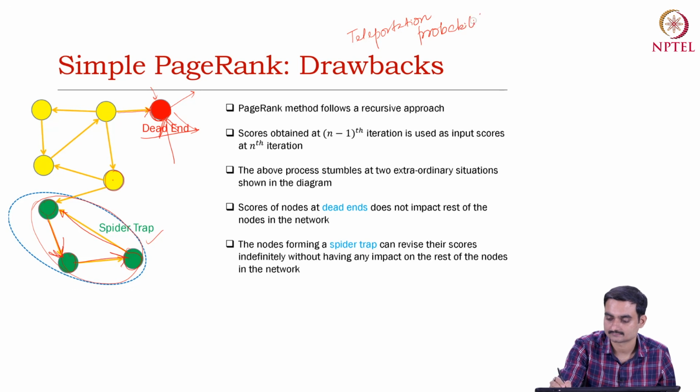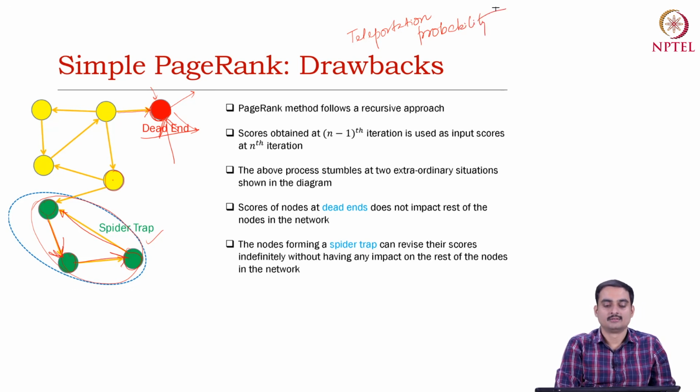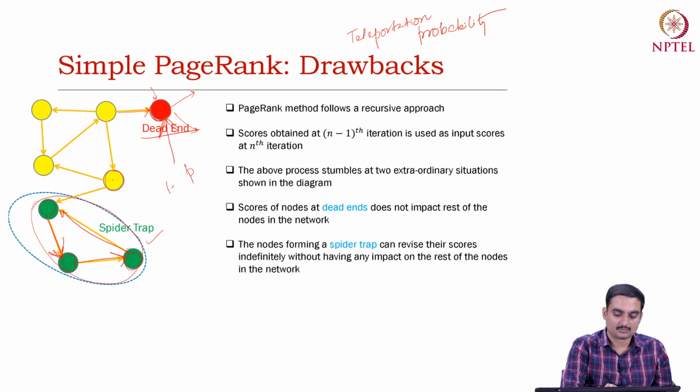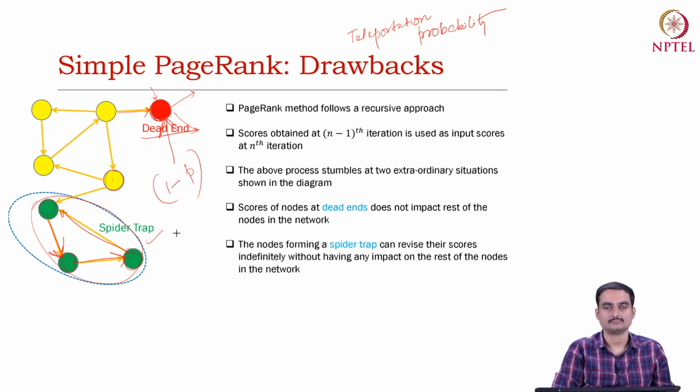What is teleportation probability? So in normal cases, at every node we basically choose one of its outward edges and then we move, and we choose these outward edges uniformly at random, one of the forward edges uniformly at random. This is one probability. So with certain probability, say probability P, you choose one of the outward edges. With probability 1 minus P, you can jump from one node to any other node in the network.